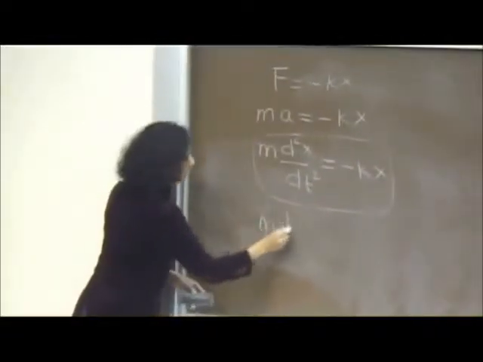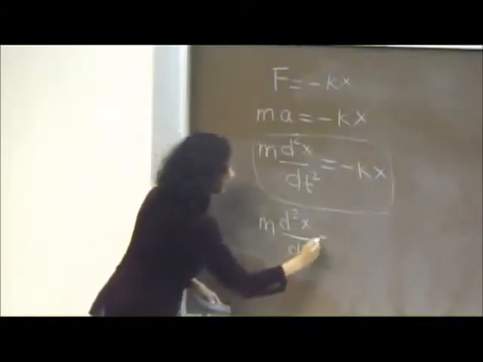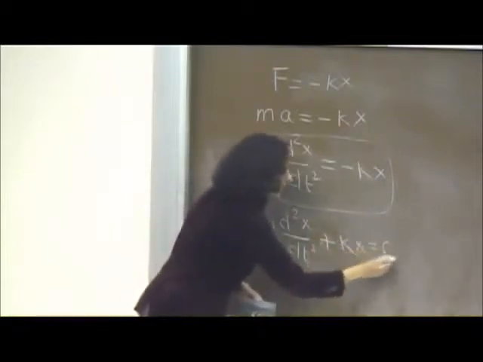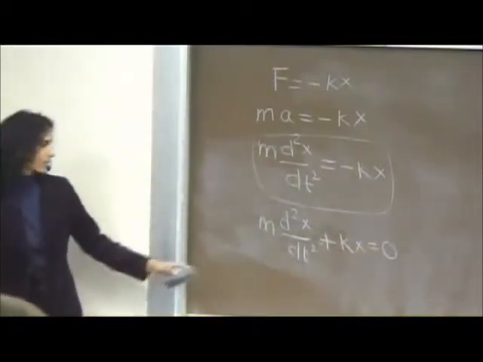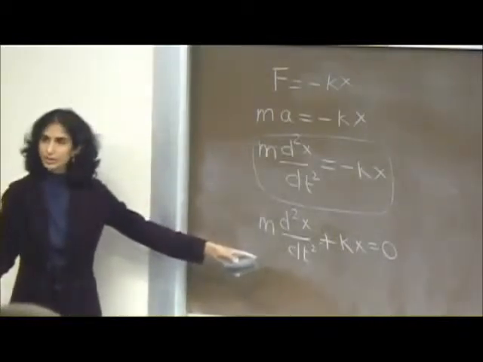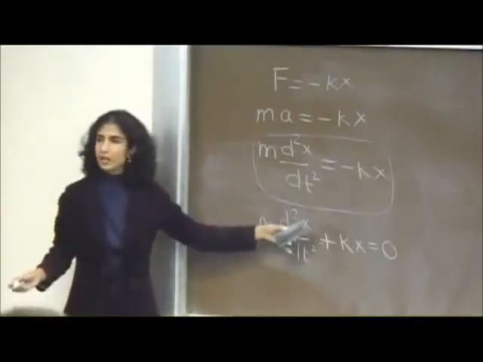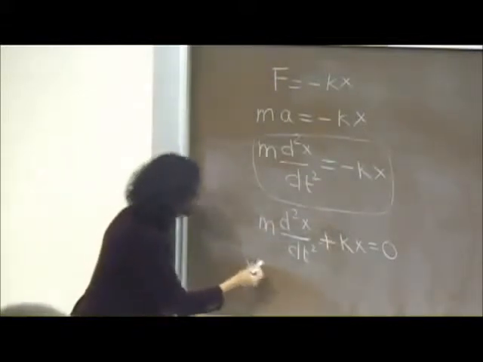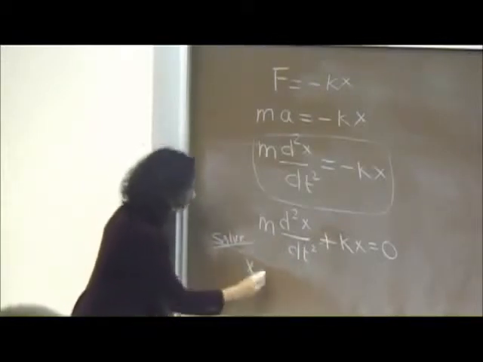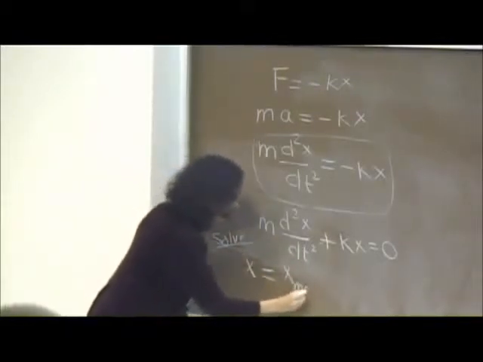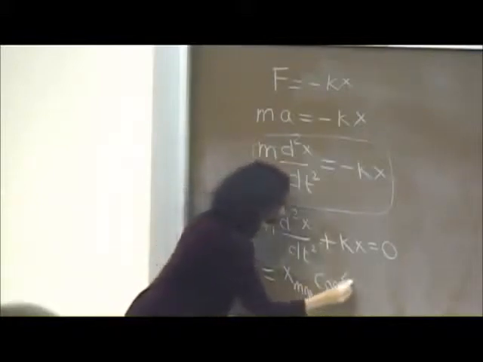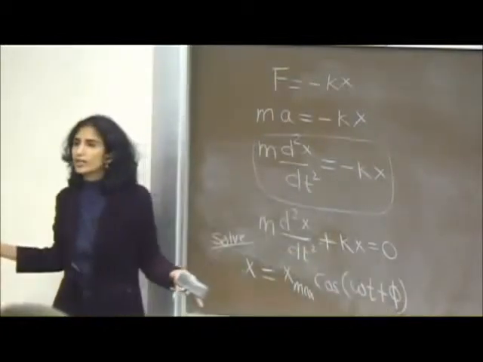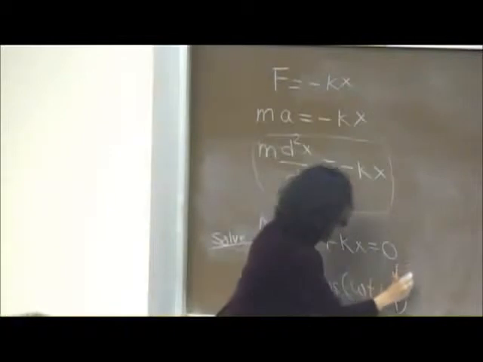Another way to write this is m d square x over dt square plus kx equal to zero. If any of you have taken a differential equation course, you will remember that this is a very easy differential equation to solve. It's just a second order, ordinary differential equation, and the solution is this. Solve it, and the answer will be x equal to x max times cosine of omega t plus phi. And phi just depends upon what you want to call t equal to zero. This is called the phase constant.